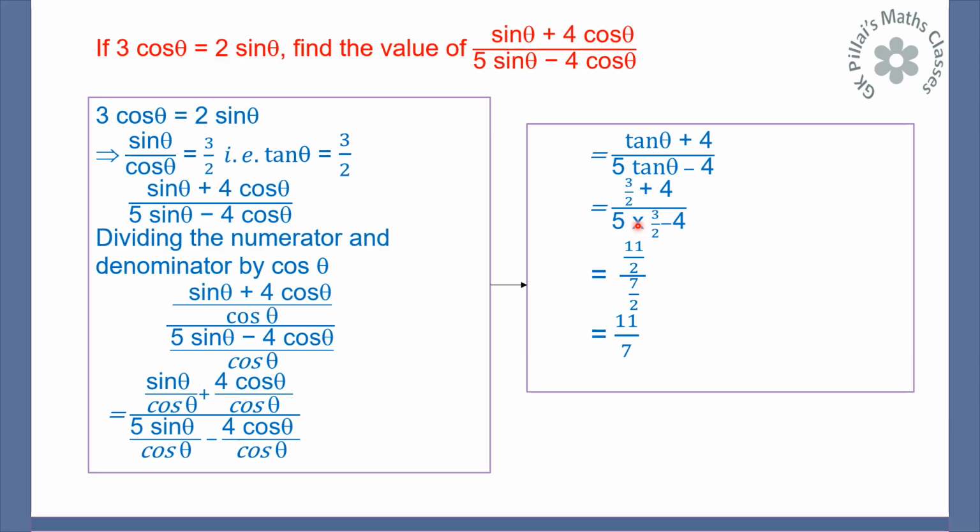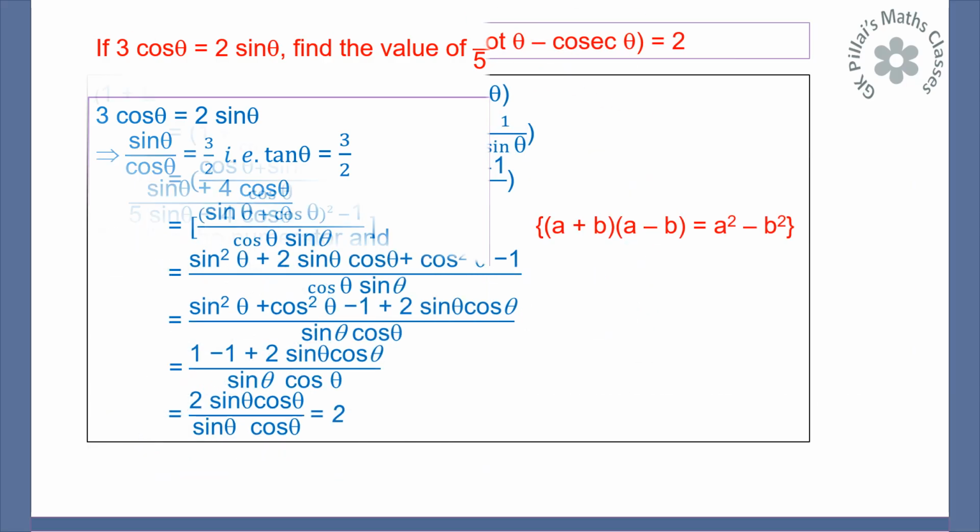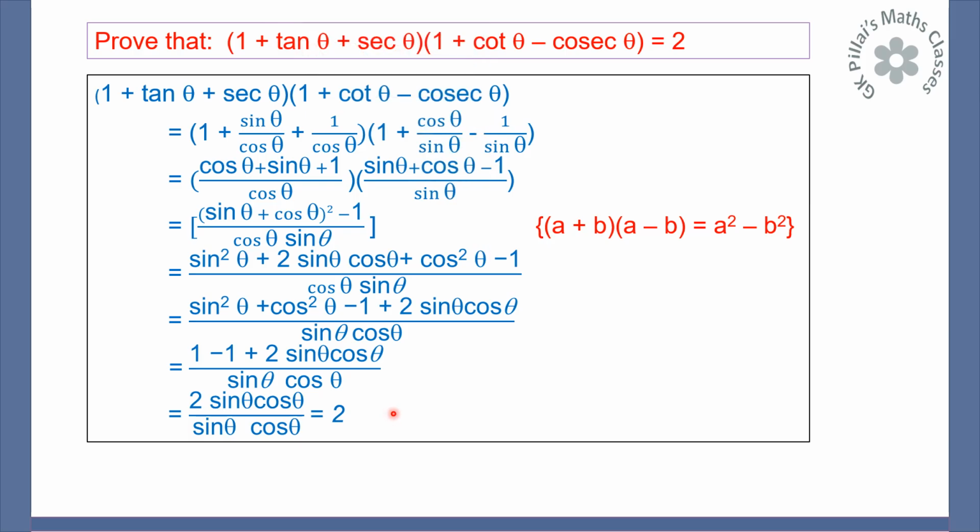Here also tan theta we are substituting 3 by 2, and when you are simplifying, you are getting 11 upon 2 divided by 7 upon 2. The 2 will go only when you reciprocate and multiply. This will become 11 upon 7. That is going to be the value of this one. This is an MCQ question from the textbook. You have to choose 2 as the option. But in the board exam, this won't come as an MCQ question because the sum involves many steps.